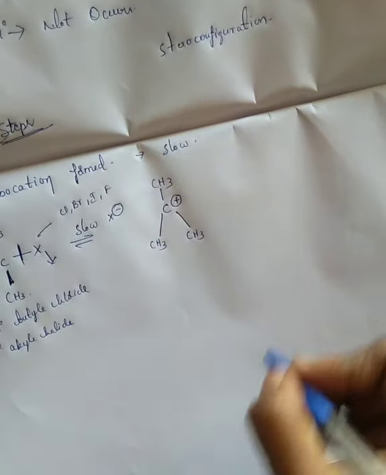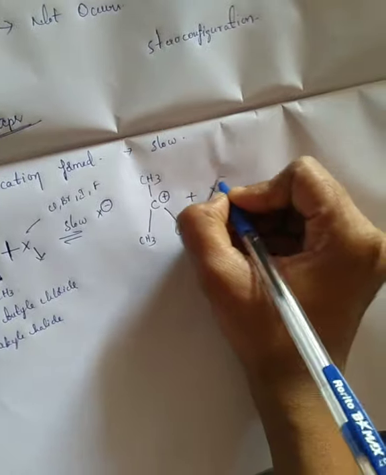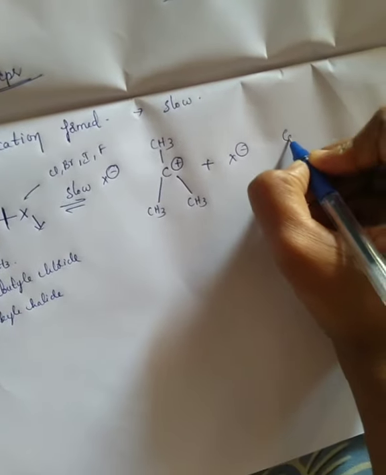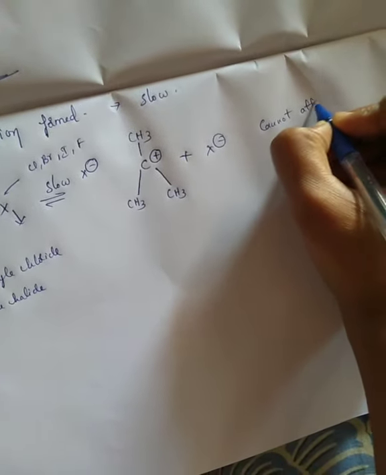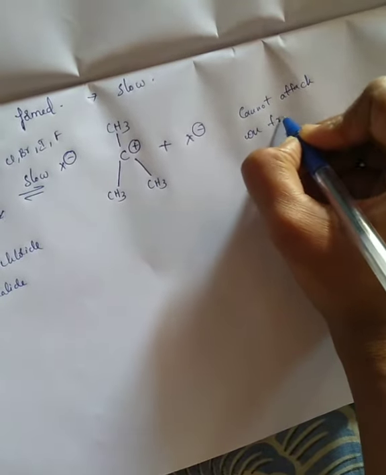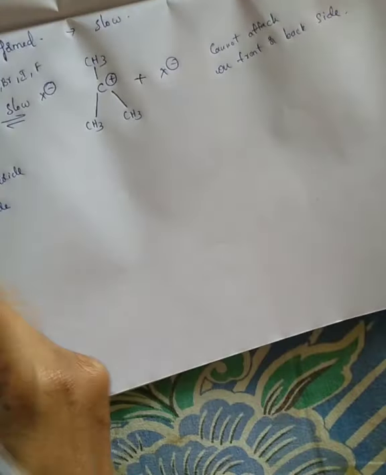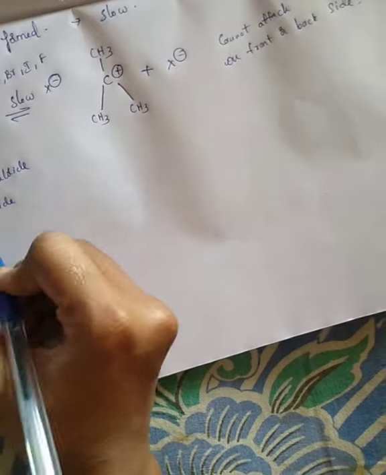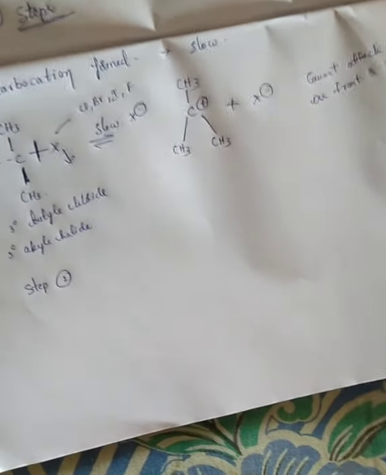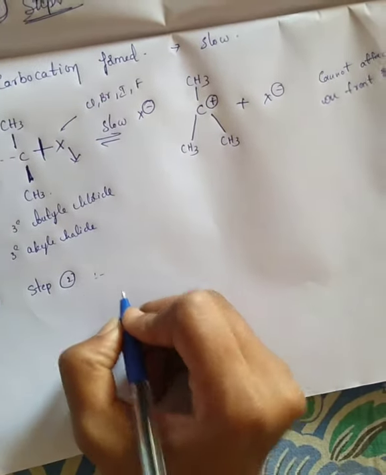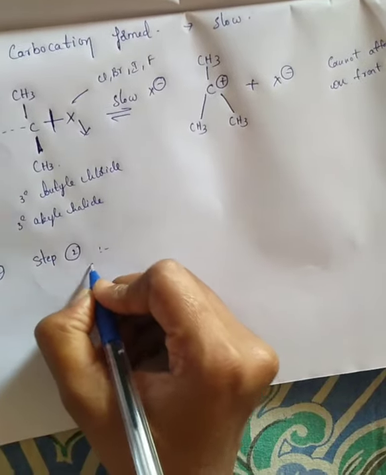Here the halogen will be removed and it gives carbocation and halogen. We have to understand that the main point here is steric hindrance. Due to steric hindrance only, the nucleophile cannot attack from both front and back sides, so it partially ionizes and gives a carbonium ion. Coming to the second step, the carbonium ion quickly reacts with the nucleophile to form the product.